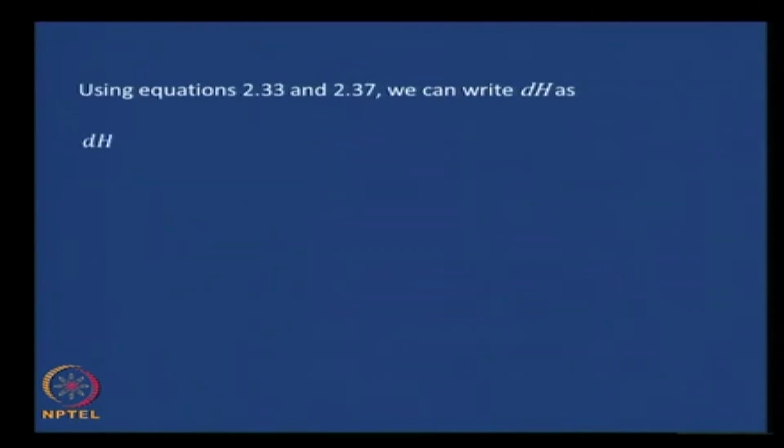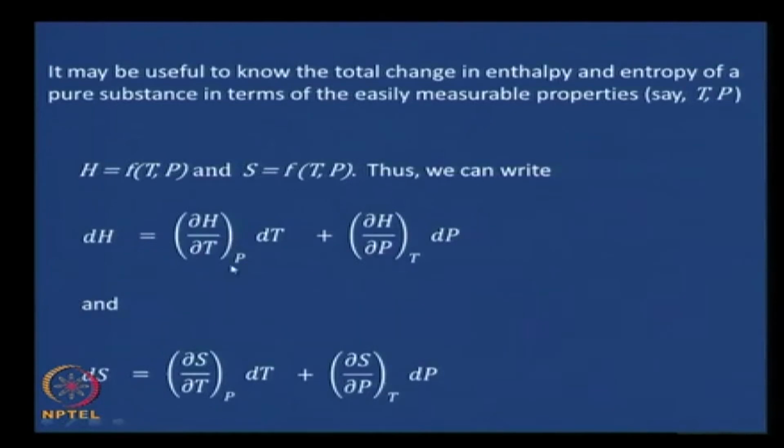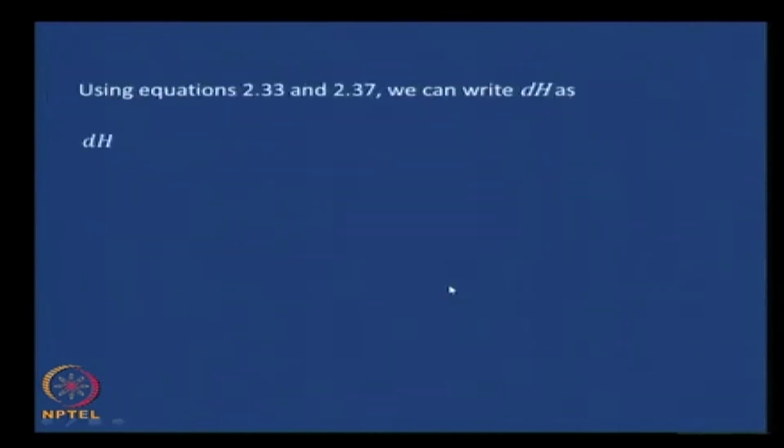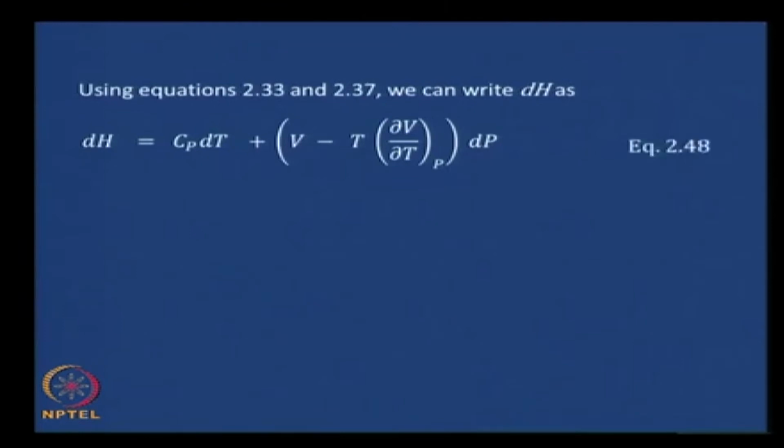We can write dH as Cp dT. Recall that we are replacing (∂H/∂T) at constant P. (∂H/∂T) at constant P is nothing but specific heat at constant pressure, and also note the term for this, (∂H/∂P) at constant T. So, dH is Cp dT plus, as we had seen earlier, (∂H/∂P) at constant T can be written as V minus T (∂V/∂T) at constant P. This is what comes from equation 237 that you can go back and verify. Let us call this equation 248.